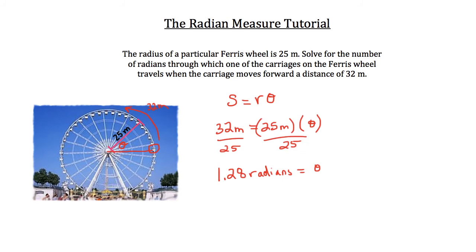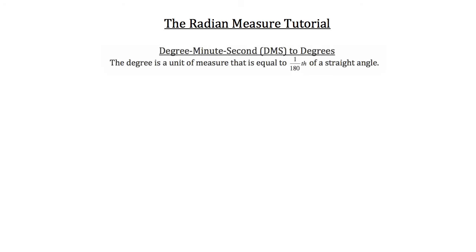Alright, so the next topic I'd like to discuss is degrees, minutes, and seconds. Now, the degree is a unit of measure that is equal to 1/180th of a straight angle. And we can use that for different calculations. So let me show you how this works. I'm going to ask you to convert 56 degrees, 13 minutes, and 25 seconds to degrees, and I'll show you how it's done. For these problems, it's easiest if you consider degrees to be hours.